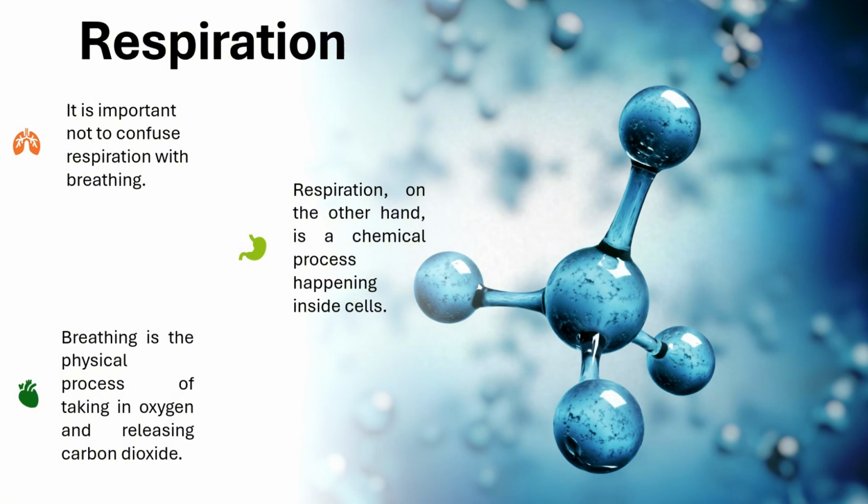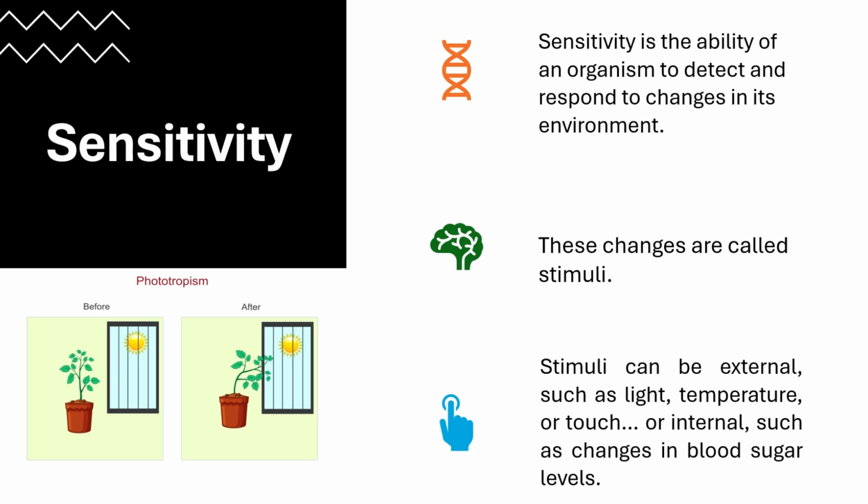Now that we have our energy, let's see how living things react to the world around them with our next letter, S. That is for sensitivity. This is basically the body's radar system. Sensitivity is the ability of an organism to detect and respond to changes in its environment. We call these changes stimuli. Think of stimuli as signals from the world. They can be external, like a bright light, a cold breeze, or a sharp touch.